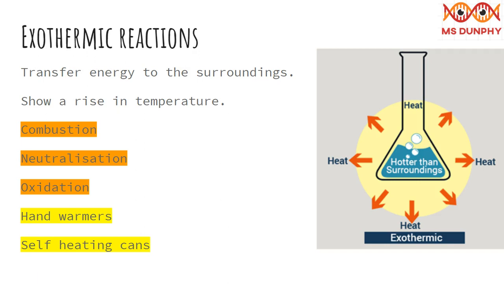Exothermic reactions have lots of everyday uses. Ones we looked at: some hand warmers use the exothermic oxidation of iron in air with a salt solution catalyst to release energy. Self-heating cans of hot chocolate and coffee also rely on exothermic reactions between chemicals in their bases.